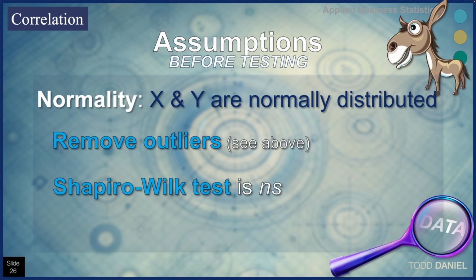The second assumption we want to look at is normality. We want to make sure that X and Y are normally distributed. One way to do this is to remove the outliers, as we've been talking about, but a second is to check a test that we can find in JASP called the Shapiro-Wilk test. We want to make sure that that test is non-significant. If it is non-significant, then we've passed the assumption of normality.